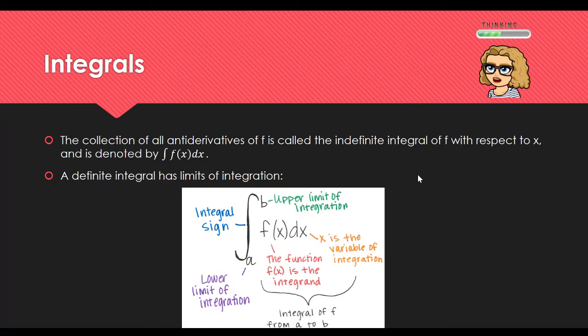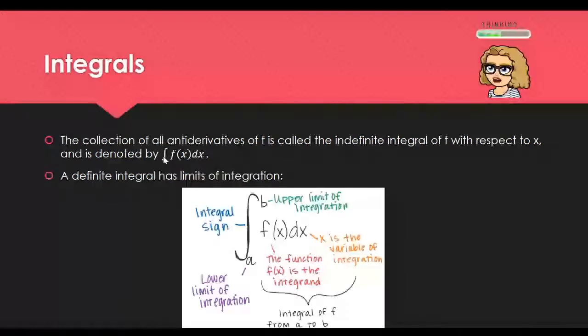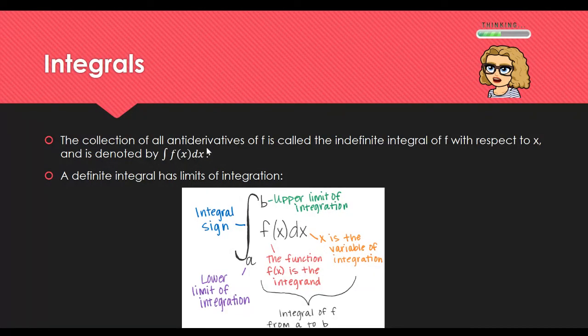Why is it important? Because antiderivatives come into play when we do integrals. Integrals are going to be what we talk about this whole unit. So the collection of all antiderivatives for f is called the indefinite integral for f with respect to x, and we use this kind of S-looking shape, f of x dx. Dx just tells us what we're finding the antiderivative with respect to. And so if there's no little numbers, that's what we call an indefinite integral.